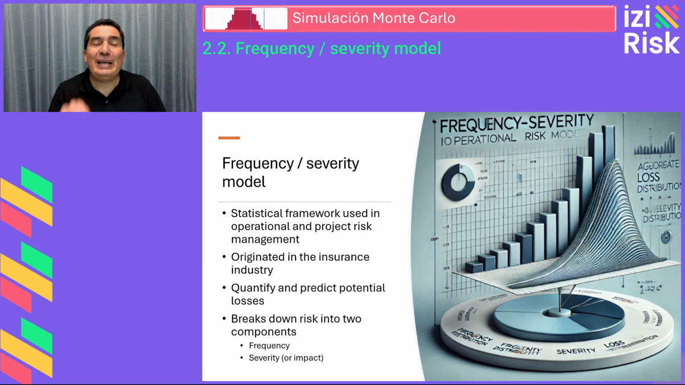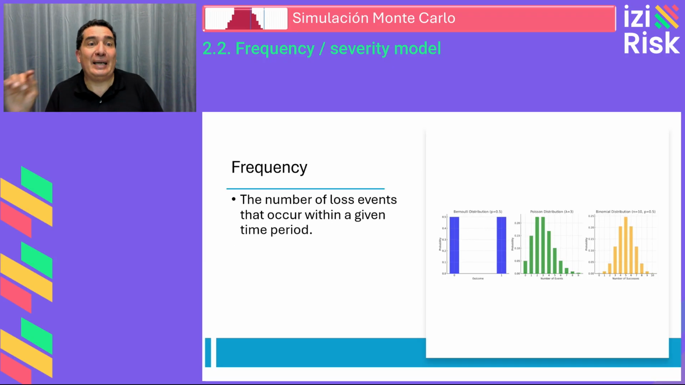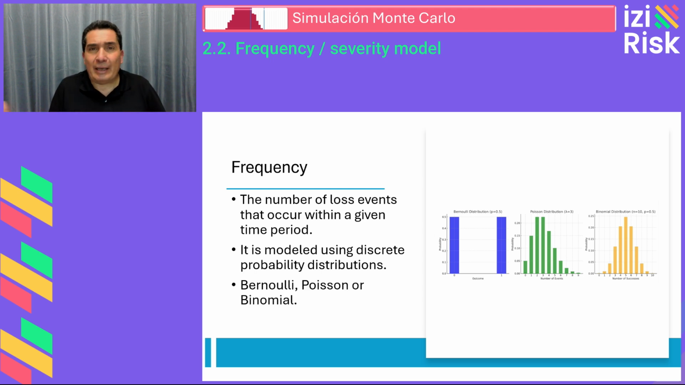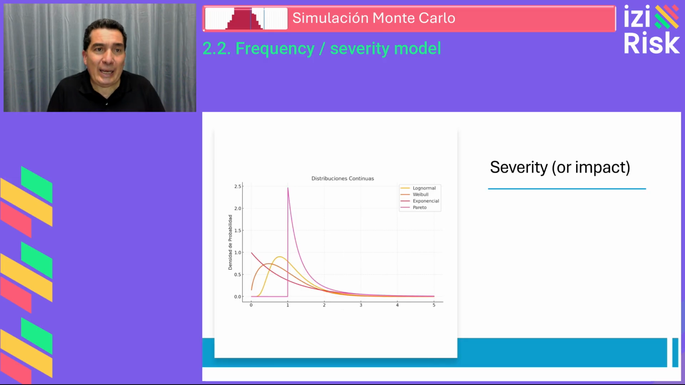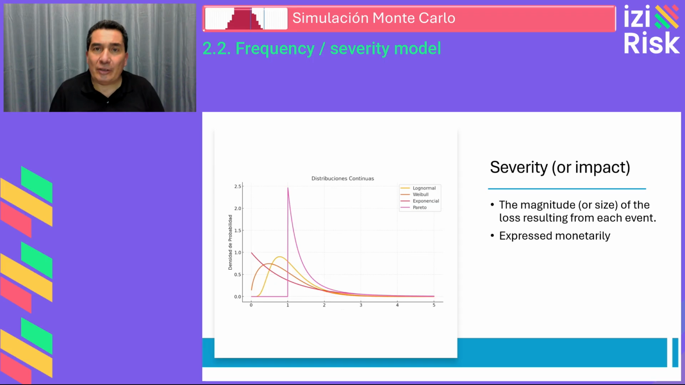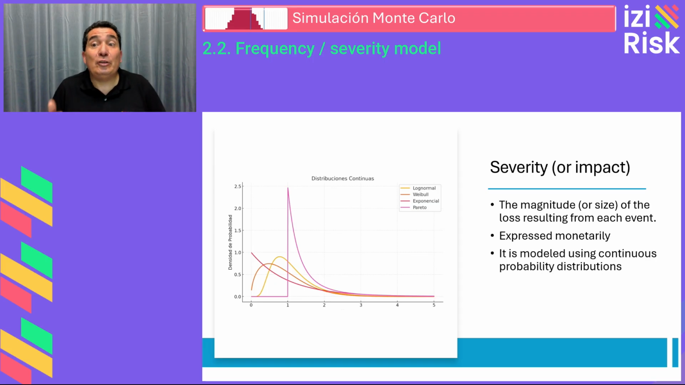On one hand, frequency. Frequency represents the number of loss events occurring within a defined period, typically a year. Frequency is modeled using discrete probability distributions, such as a Bernoulli, a Poisson, or a binomial distribution. On the other hand, we have severity or impact. This represents the magnitude or size of the loss resulting from each event. This is usually expressed in monetary terms. Severity is modeled using distributions such as a log-normal distribution, a Weibull, an exponential, or a Pareto.